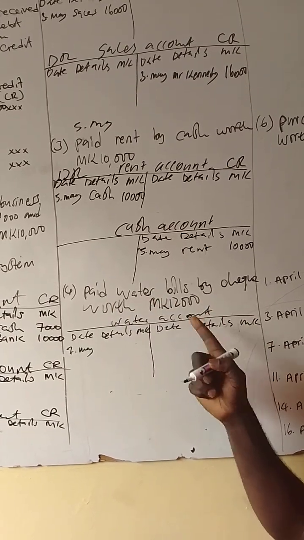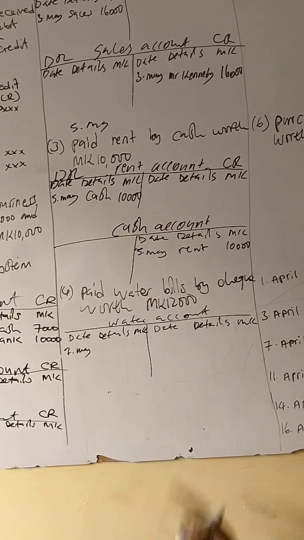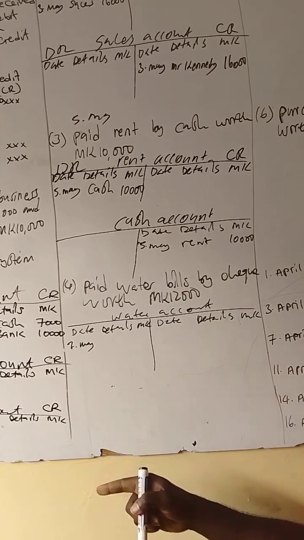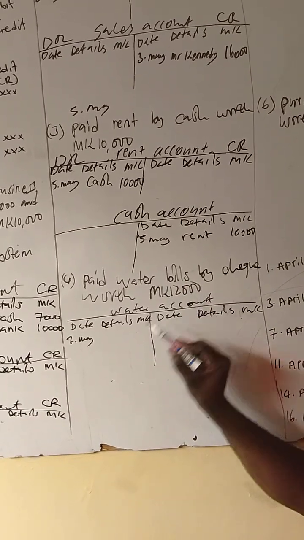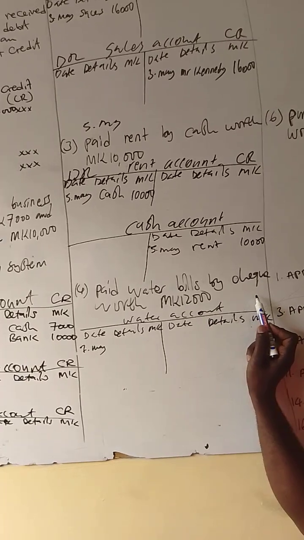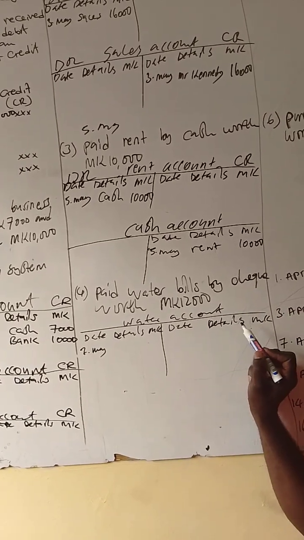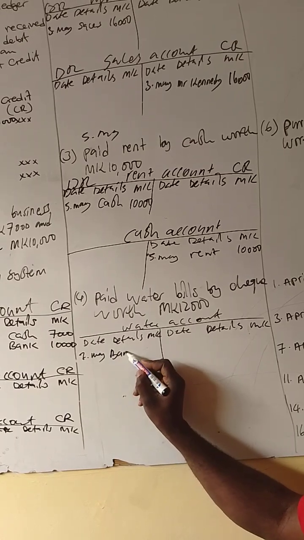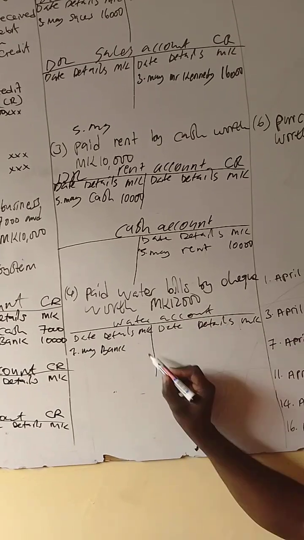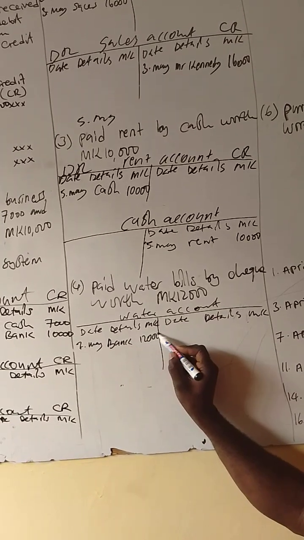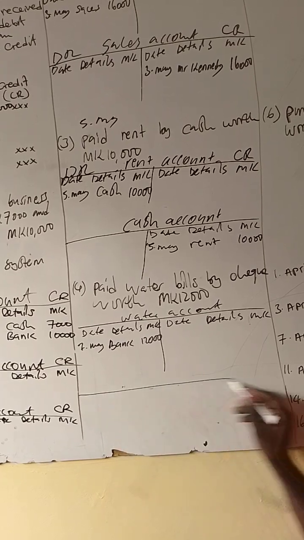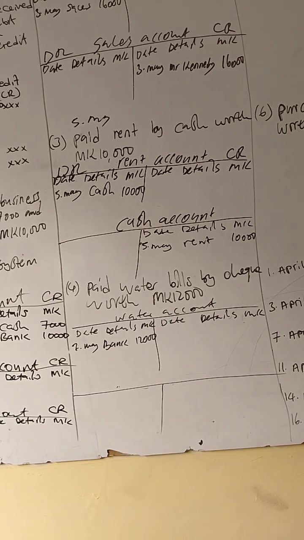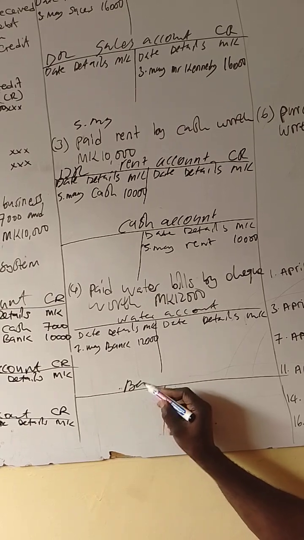On 7 May, paid water bills. It means the one that received is water. So you debit the water account, because the money is going to water. This means it was paid in the form of a check. Check is obvious. This is the bank. So in the details you say bank, amount of how much? 12,000. While you are going to open the bank account, because the bank has given out. So therefore you open the bank account.